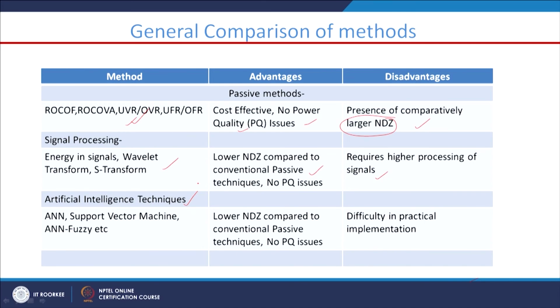That kind of signal processing technique is desirable, right, and there we need higher processing of the signals, and for faster operation the processors should be compatible with the current trend. Coming to artificial intelligence techniques like support vector machines, neural network, and fuzzy systems, there we need a huge training data set. In that case also practical implementation is very difficult, and those are some merits and demerits.